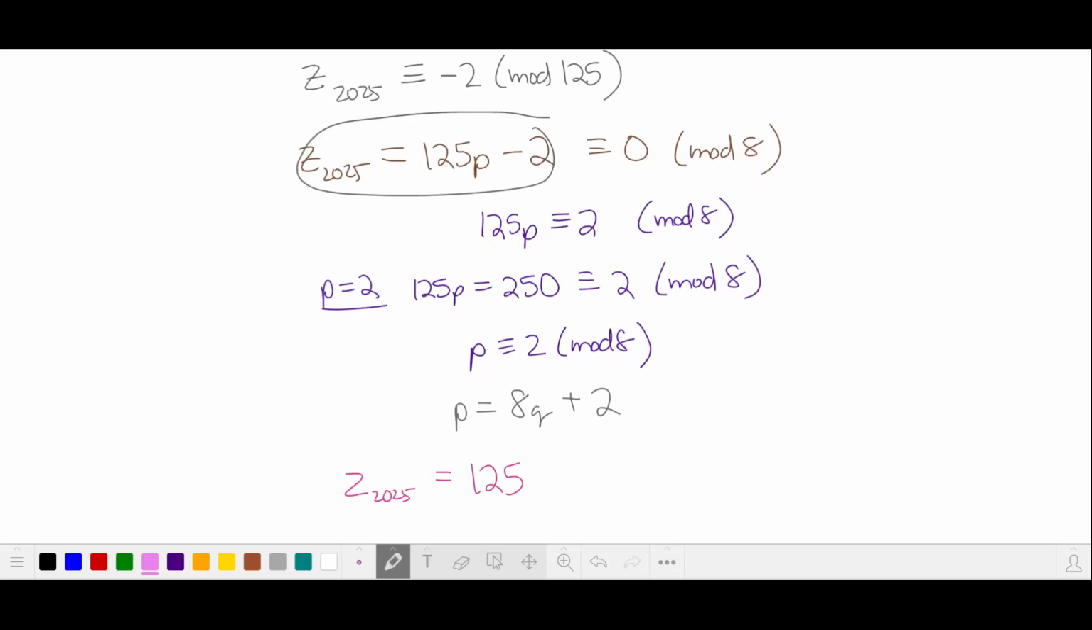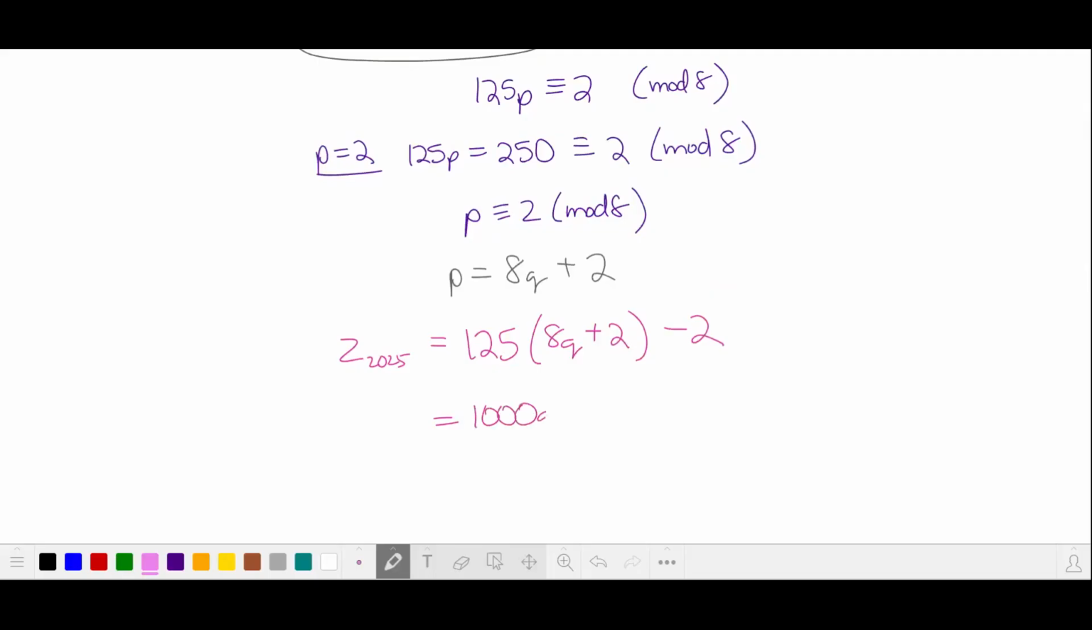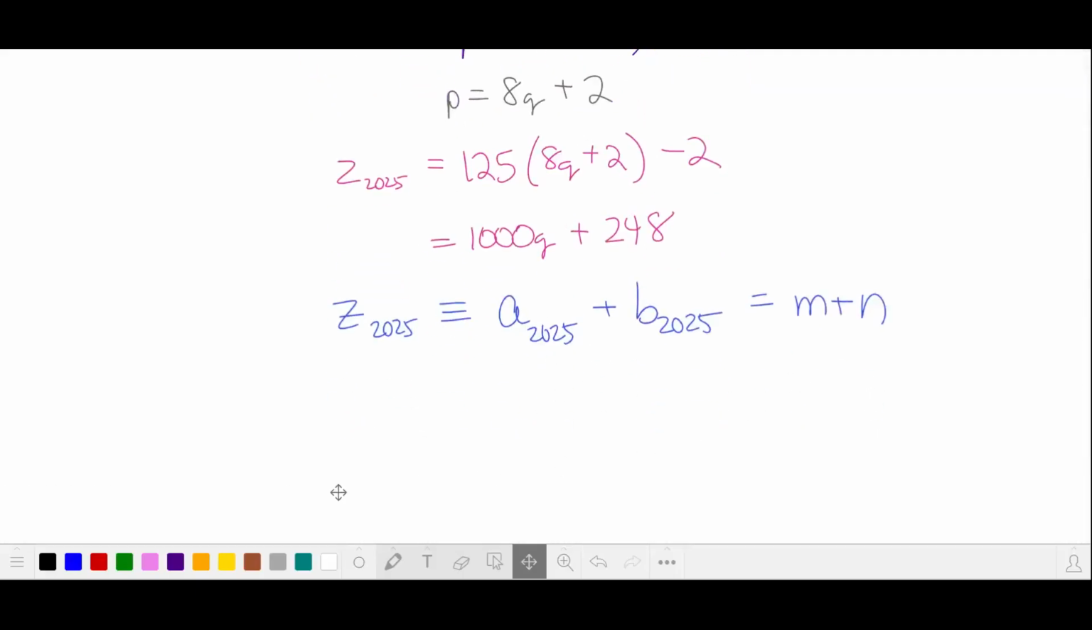This is 125 times p, which is 8q plus 2, and then we'll subtract 2 again. Here we get our 1000 times q. This is 250 minus 2. This was the sum of a and b, which was our reduced form of our fraction, m and n, and this is 248 in mod 1000.